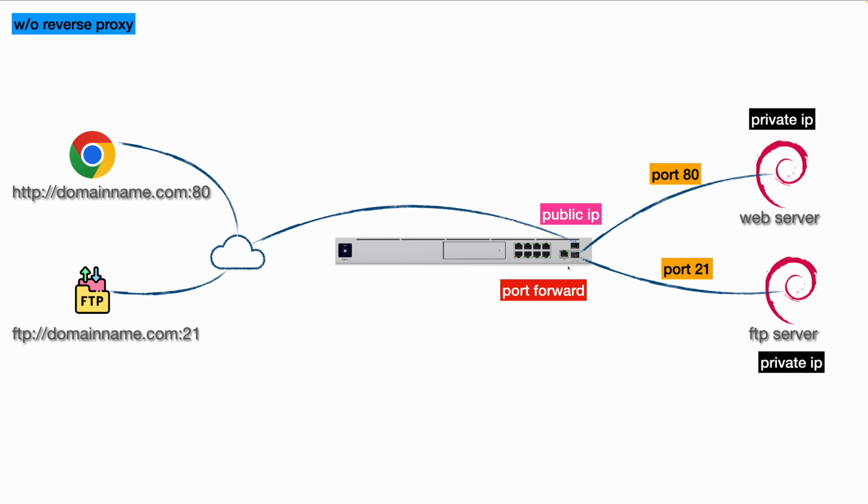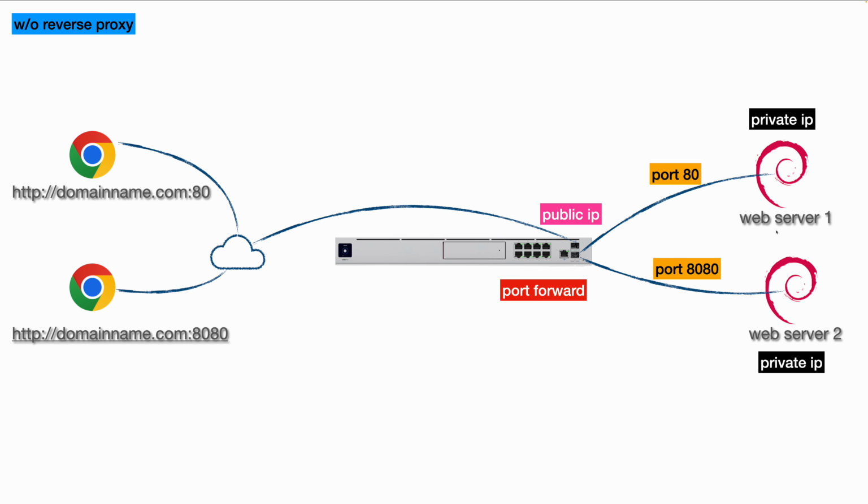You can do port forwarding. Depending on the nature of the service, you forward the client request to different LAN servers. Port 80 is forwarded to the web server, port 21 to the FTP server. This is the natural, easy way, right?